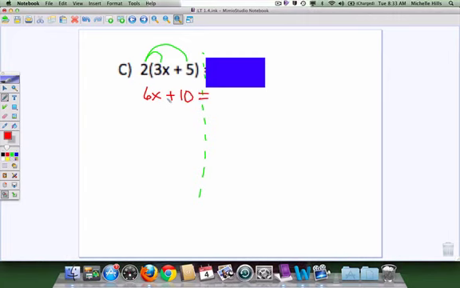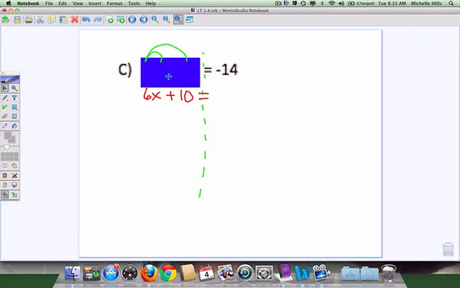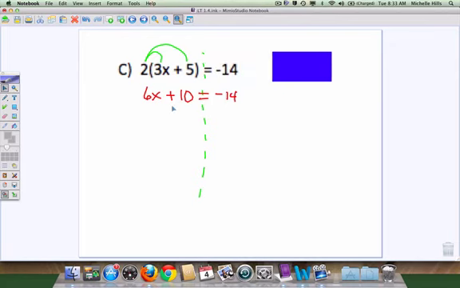I can't combine these because they're not like terms. Now, looking at the right side of the equation, there's nothing I can do to simplify that because negative 14 is just a single number, so there's nothing else I can do. At this point, this becomes a two-step linear equation. I don't want the variable and constant on the same side. Since there's a constant on the right, I want to eliminate the constant here on the left. To eliminate a plus 10, I'm going to subtract 10.